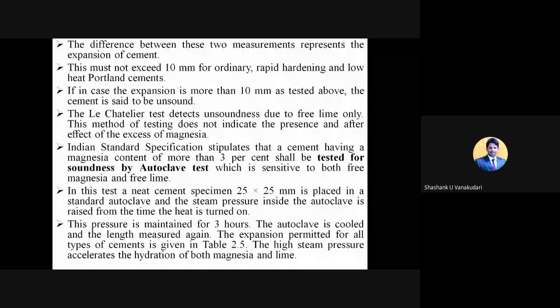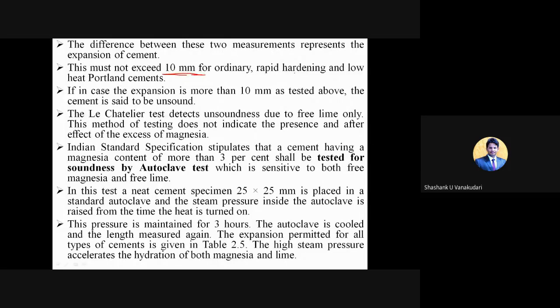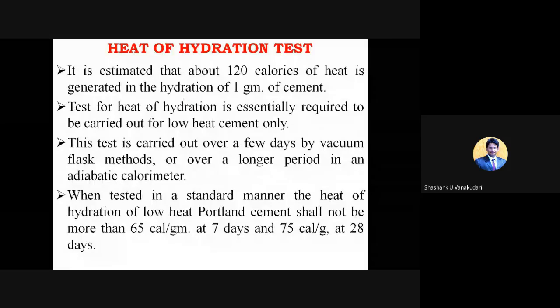This expansion should not exceed 10 mm for ordinary, rapid hardening and low heat Portland cements. If the expansion is more than 10 mm as tested above, that cement is said to be unsound. Here we call it soundness and unsoundness. Various tests are there for this process.